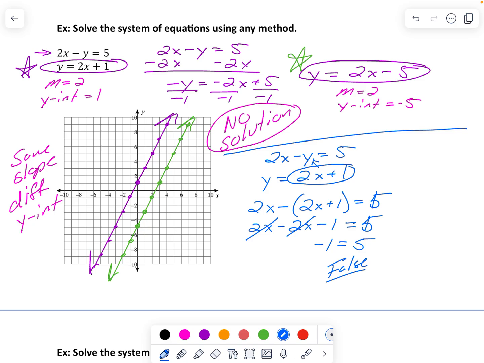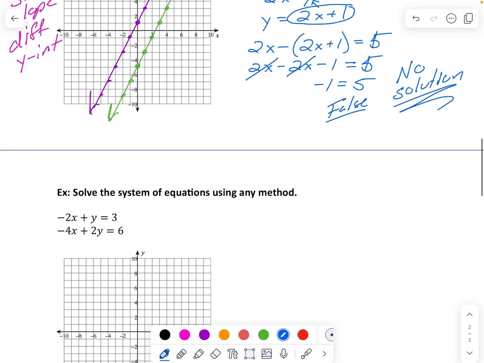And if you remember back in first semester, whenever we had a situation where all the variables canceled out and we had something that was false, it was no solution, right? It was no solution because it never can be true, and anytime something is false, that is no solution. So no matter how you approach these problems, and you can see there's many ways of doing it, whether you put them in slope-intercept form and look at the slopes and y-intercepts, or you try to solve it by substitution or elimination, we come up with the same answer, no solution.